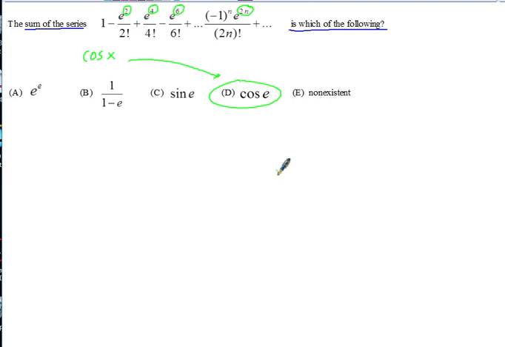And that's it. If it was sine, you'd see the alternating pattern with the odd exponents. If it was e to the e, you'd see it all positive, not alternating, with no missing terms. And if it was 1 over 1 minus e, you would see, well, this one actually would diverge because e is not between negative 1 and 1. The common ratio would have to be between negative 1 and 1 to fit the pattern. So in that case, if this fit the pattern for 1 over 1 minus x, it would actually be non-existent if e was plugged in, because e is about 2.7, it's not between negative 1 and 1.